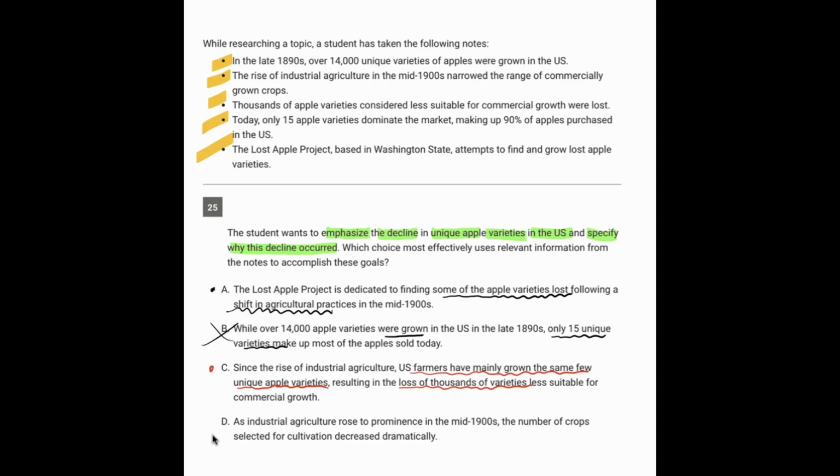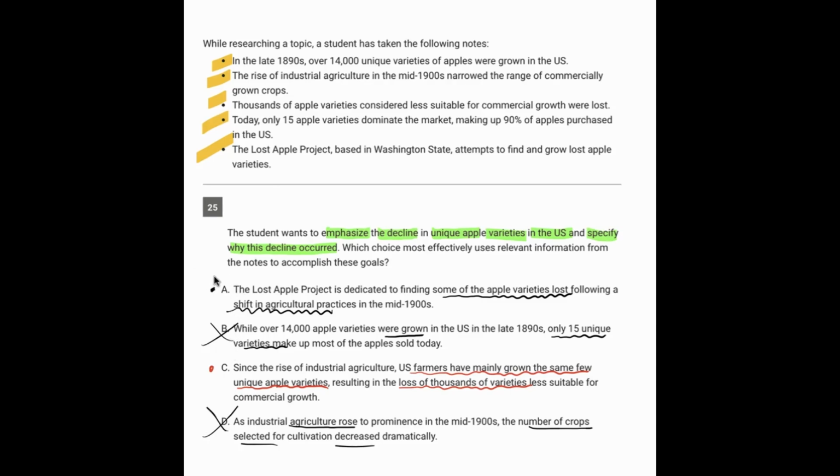Answer choice D. As industrial agriculture rose to prominence in the mid-1900s, the number of crops selected for cultivation decreased dramatically. Well, this one is actually not giving us the reason why. It's just saying agriculture came up, the number of crops selected went down, but we're not seeing why that happened. So now let's choose between A and C.